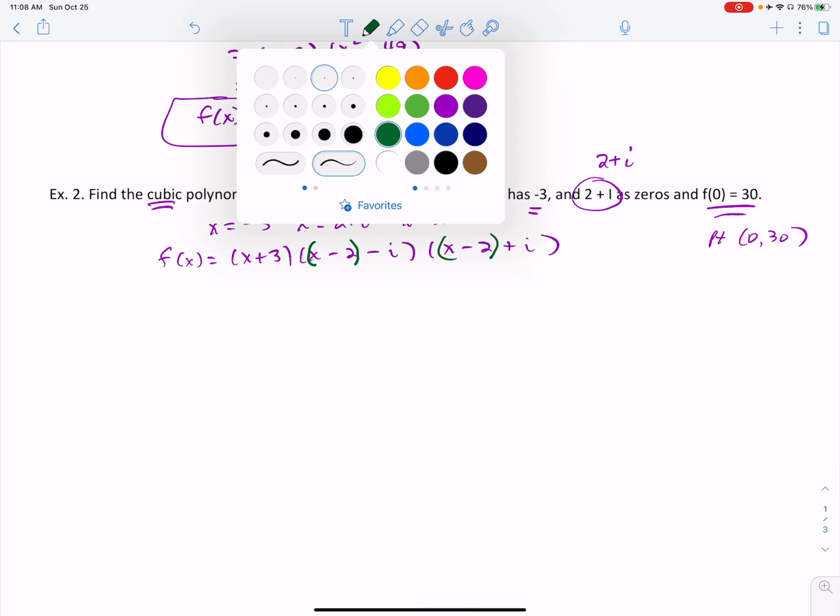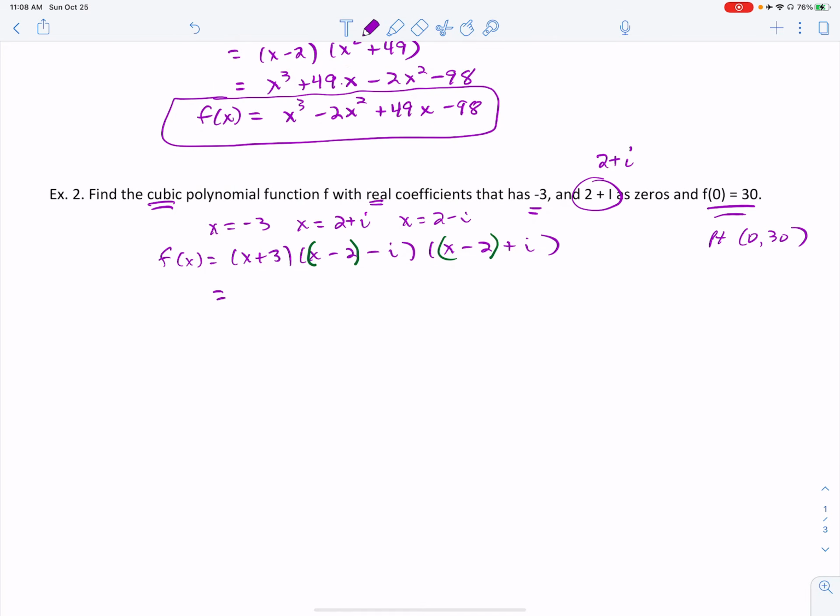So as I go to multiply these, I'm going to leave this x plus 3 for right now. Notice I wrote the f of x equals, I brought an equals down. And then here it's going to be that binomial squared minus the i squared, that a squared minus b squared. And then I'm going to expand inside.